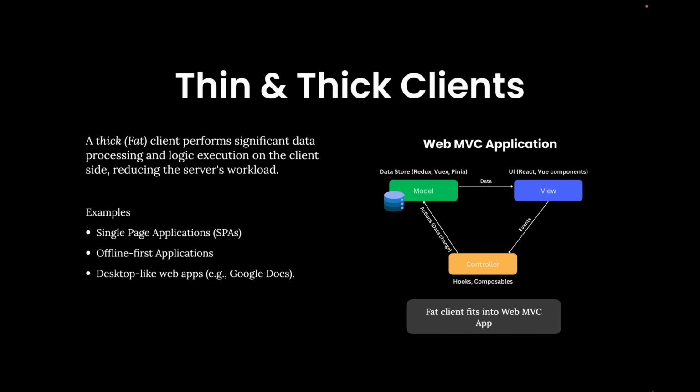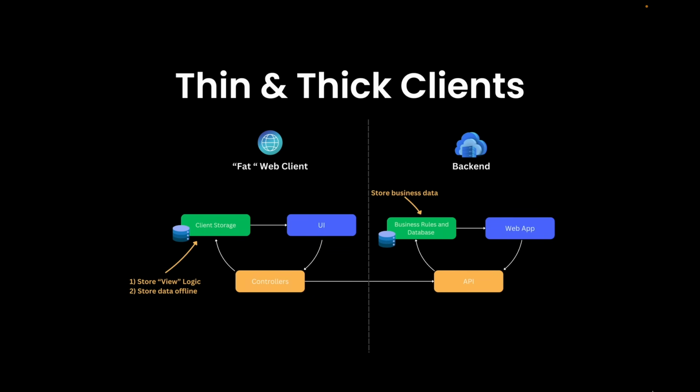Now let's see how MVC architecture changes depending on whether we're using a thin or thick client. In a classic MVC, you have a thin client and backend. The client just renders data and sends user actions to the controller. The controller API acts as a bridge between the client and backend, and the model backend handles all business logic and data processing. It's a simpler and lightweight frontend. The bad thing, every interaction depends on the server, which means slower response time.